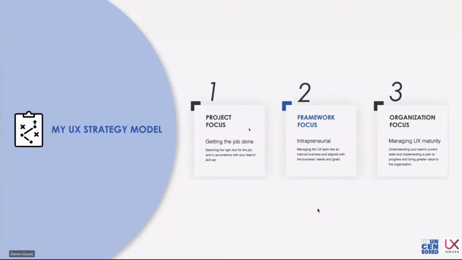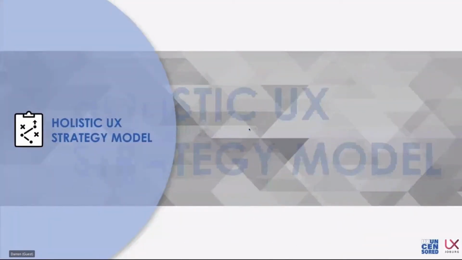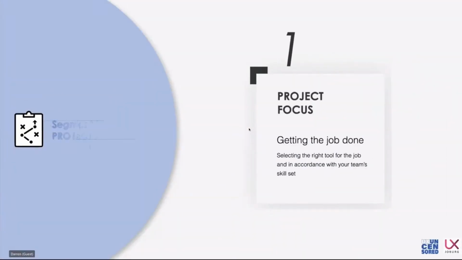You look at your current state, you implement a plan to progress, and in so doing, you're going to bring greater value to the organization. We'll get into that in a little bit more detail as we go. So let's start going through the model one by one. We're looking at the holistic UX strategy model.